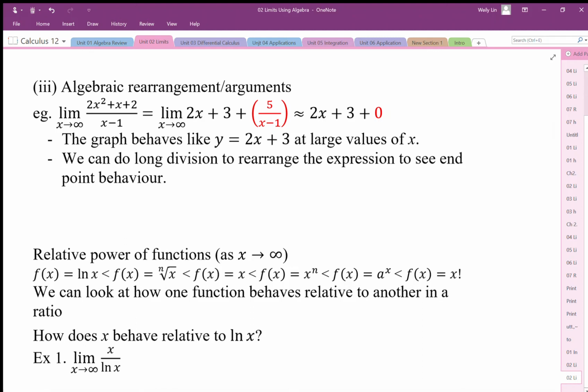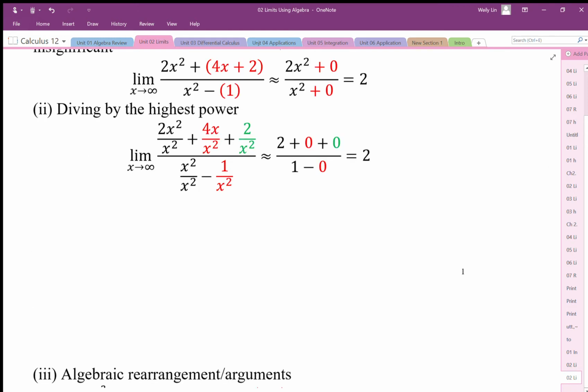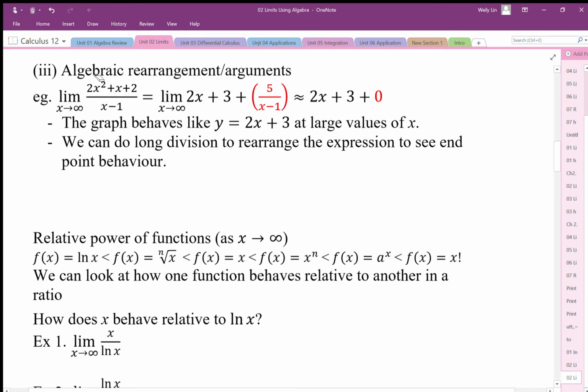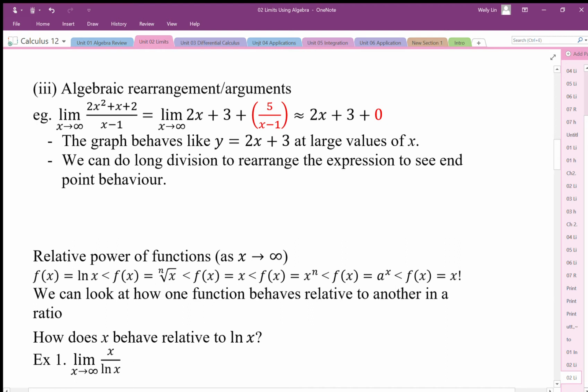Okay, so a third way to do this is using an algebraic rearrangement or arguments as well. So if we look at this graph here, this is a rational expression where the numerator is 1 greater than the denominator, and we know that these ones tend towards slant asymptotes. So what we've done in the past, and this was our argument in the past, is that if we do long division, we end up with a quotient. Our quotient, when we actually do the divide, is going to be 2x plus 3. And we have a remainder of 5.